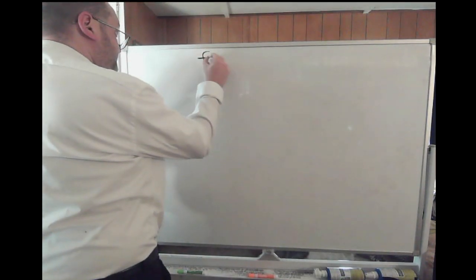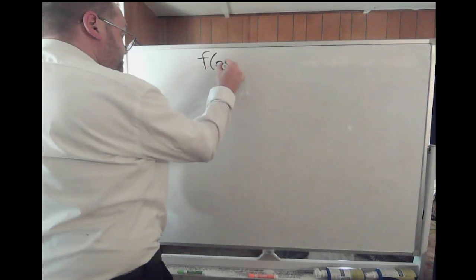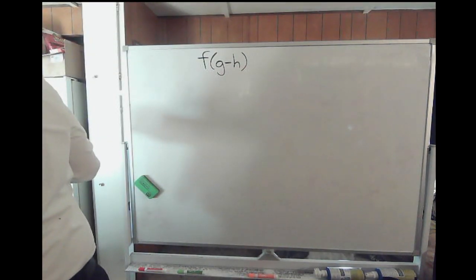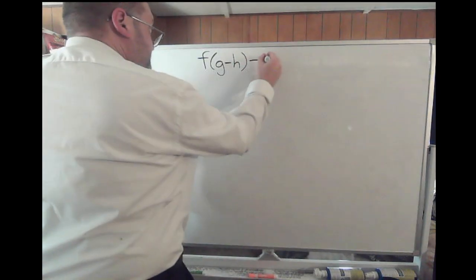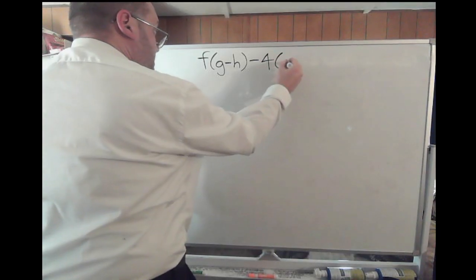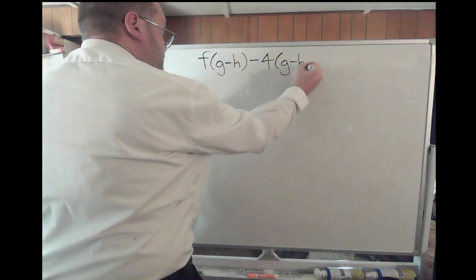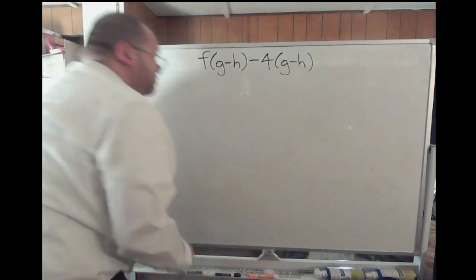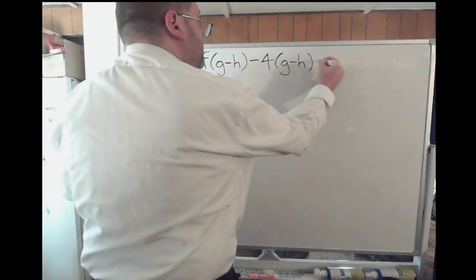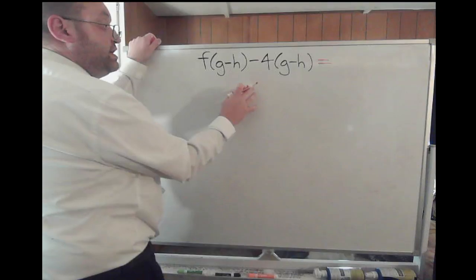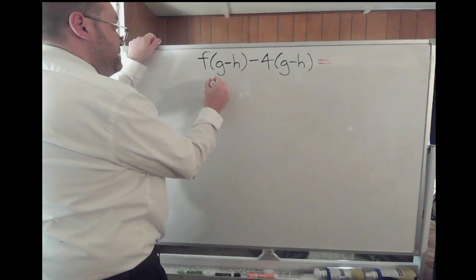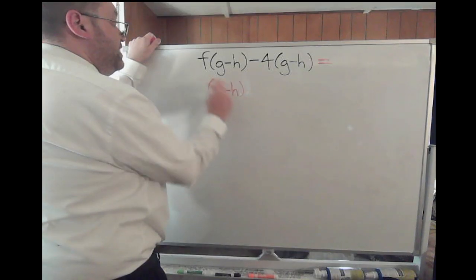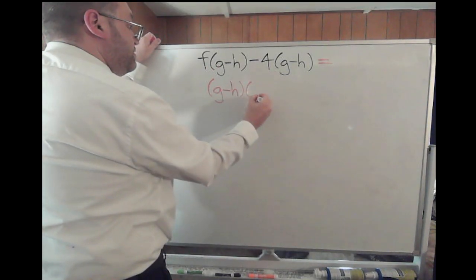Alright, we got f times the quantity of g minus h minus 4 times the quantity of g minus h. Alright, so again, let's look at these two terms. What do they have in common? Both of them have a common g minus h. You could factor that out. That just leaves you with f minus 4 for your other factor.